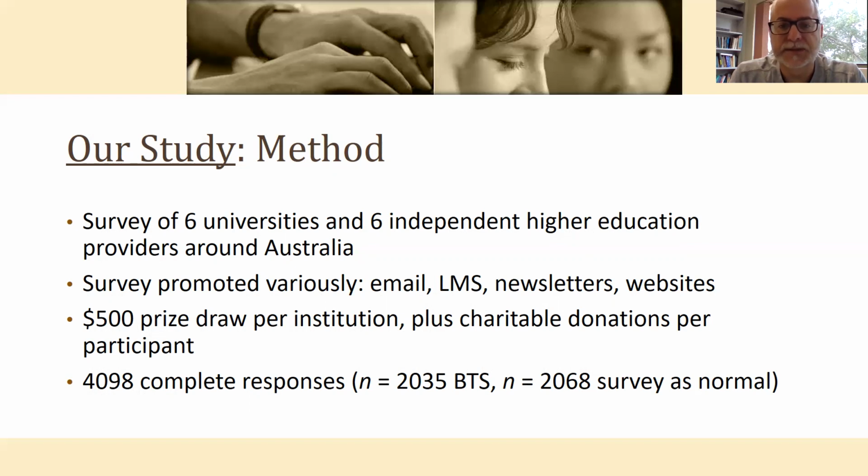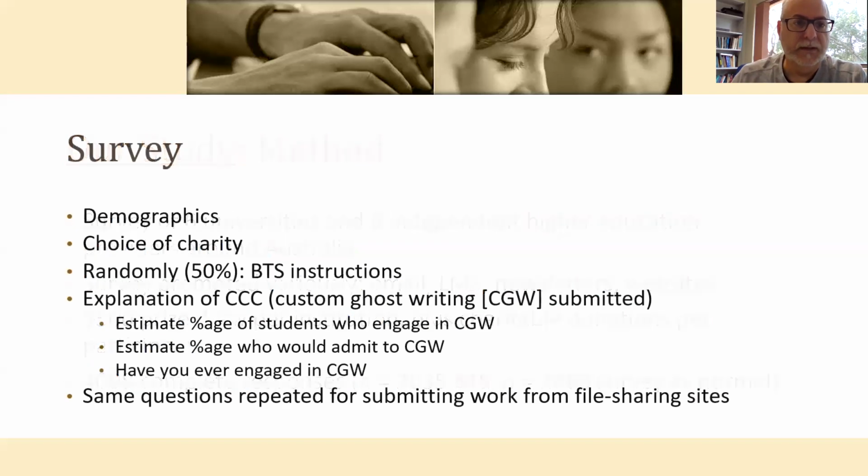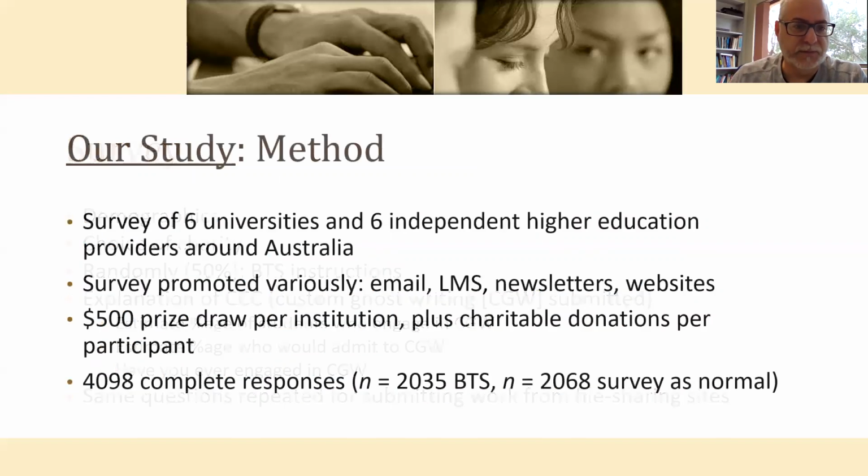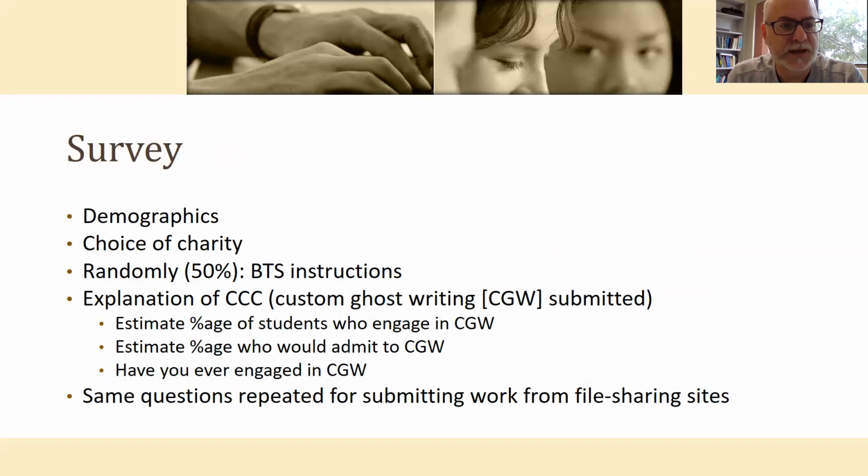We had 4,098 complete responses to this survey, and people were randomly assigned to a survey as usual or a Bayesian Truth Serum condition. So in the Bayesian Truth Serum condition, the participants were told that the truthfulness of their answers was linked to the donations that would be made to their choice of charities.